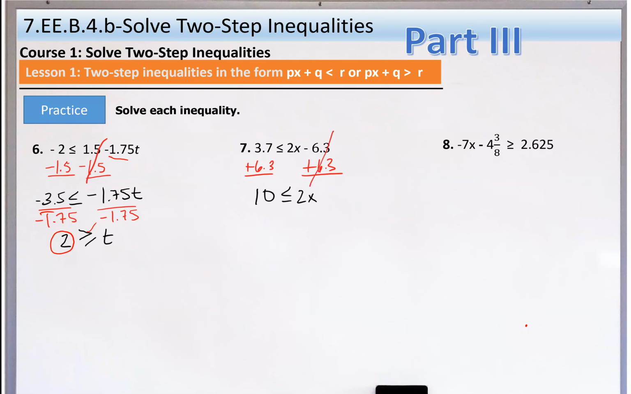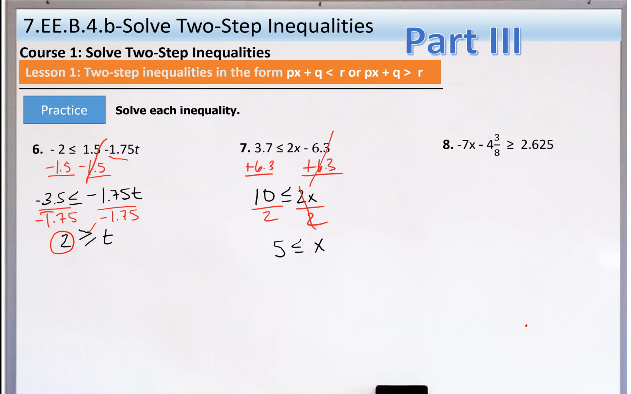That gives us 10 is less than or equal to 2 times some number x. Our inverse operation will be to divide by 2. Again, no negative coefficient. Don't switch the inequality sign.